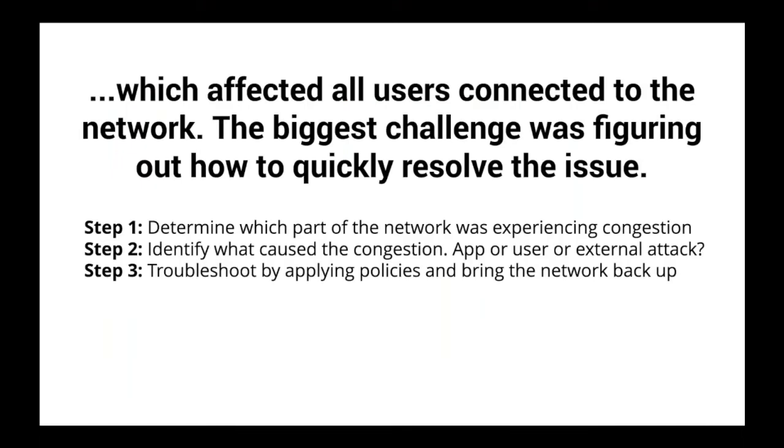This issue has affected all the users connected to the network. The biggest challenge was how to quickly resolve this issue. So what are the steps you can take to resolve this issue? The first is to know which part of the network is experiencing congestion. Once this is done, you have to identify what has caused this congestion, whether it is an application or a user or an external attack. Once this is done, you can troubleshoot the issue based on the requirement in the scenario and bring back the network. Let's see each of the steps in detail.